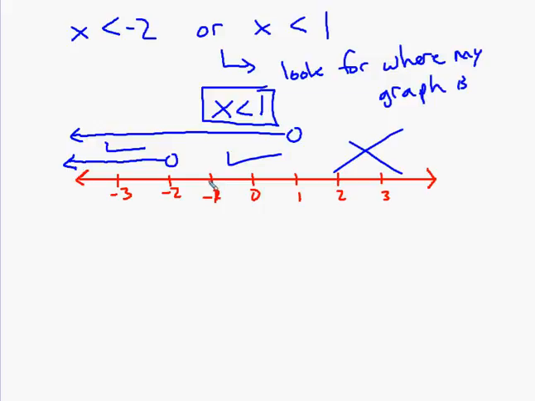Okay? So for disjunction, I just look for where the graph is. No overlap necessary. And it'll be easier if I just add a new slide. So that's what I'm going to do.